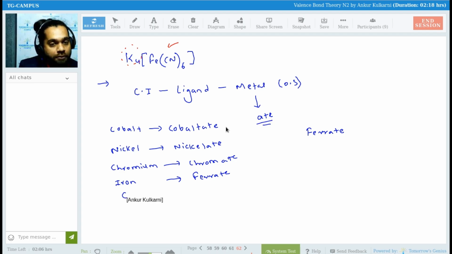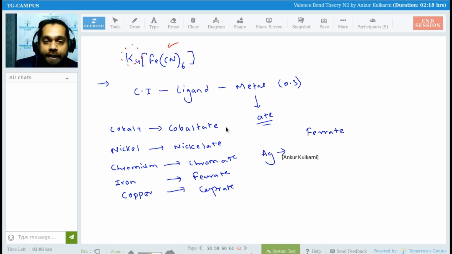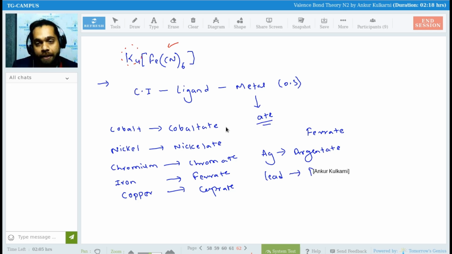Then copper. Copper will be cuprate. Your silver will not be silverate; silver is called argentum, so we will call it argentate. Then we have lead, which is Pb, and we call it plumbate. So: cobaltate, nickelate, chromate, ferrate, cuprate, argentate, plumbate. That's it.